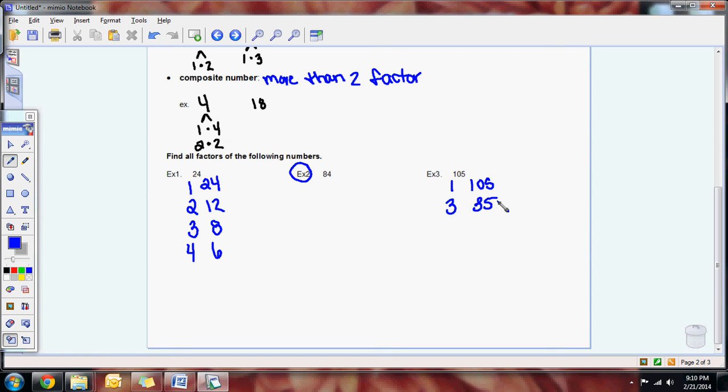Alright, I'm going to try 105 divided by 4. I don't think that's going to work. It doesn't, so I know 5 should work because it ends in a 5. So 5 and 21. Some of these will go on for a while. 6. Hopefully you're doing this with me. 6 doesn't work. We're going to try 7. 7 works, so 7 and 15.